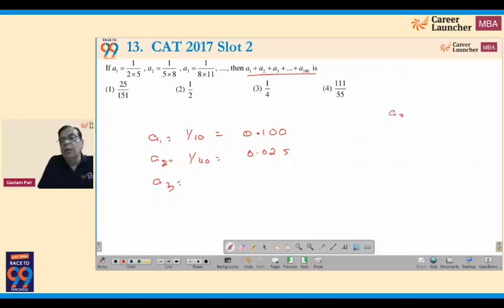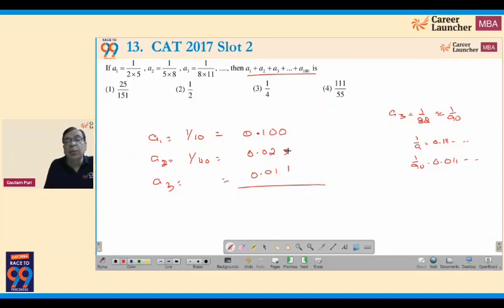A3 is equal to 1 by 88. I don't know the exact value of 1 by 88. Can I say it will be approximately 1 by 90? 1 by 9 is 0.11. So 1 by 90 will be equal to 0.0111 recurring. So what does it become? 0.011. What is the sum of these terms? A1 plus A2 plus A3. Okay. 5 and 1, 6. 2 and 1, 3. 0.136. Okay.